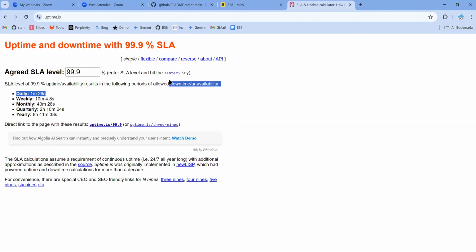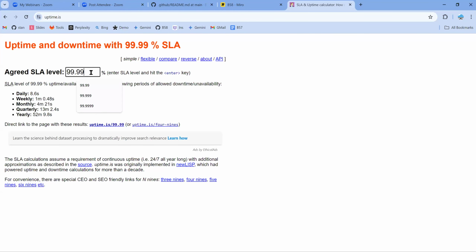If someone says 99.9% up, in a month the application can go down a maximum of 43 minutes overall. If someone commits to 99.99% up, in a month an application can go down a maximum of 4 minutes 21 seconds. They also refer to it as 3 nines, 4 nines, 5 nines. If someone says the availability is 99.999%, it is also referred to as 5 nines. It means this application can be down for a maximum of 20 seconds, not beyond that.